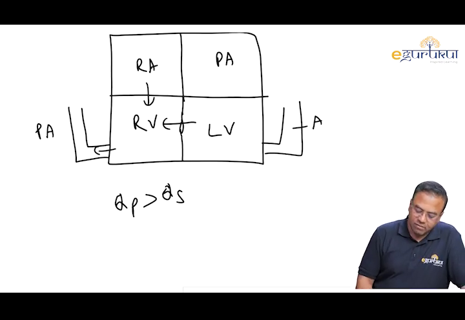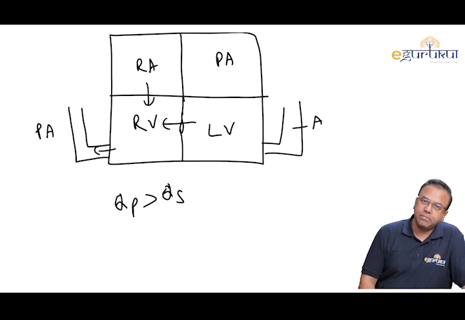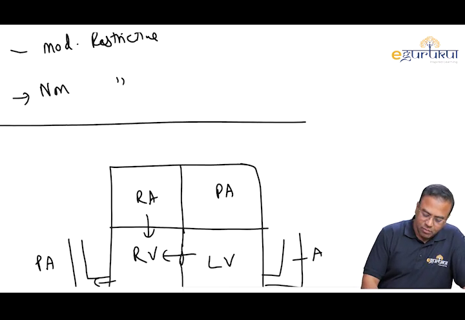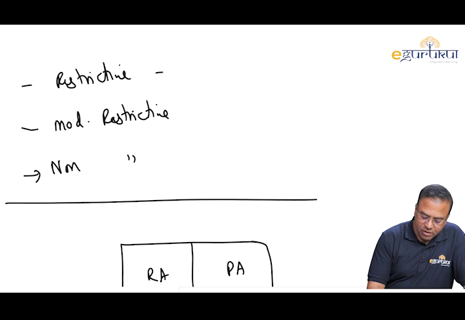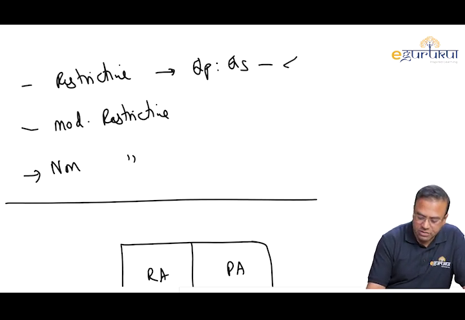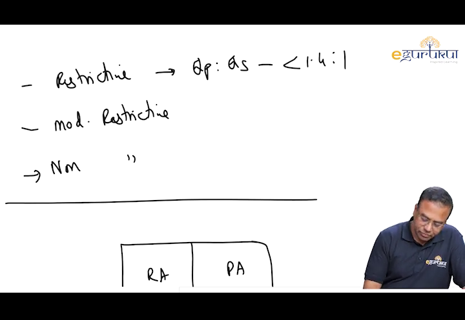Now, how do we classify whether it's a restrictive VSD, meaning a small VSD, and a non-restrictive VSD, meaning the gap is large, allowing a huge amount of blood to shunt across? The way we classify it is that we compare the amount of blood passing through the lung to the amount of blood passing through the systemic circuit, that is the aorta. If the ratio is less than 1.4:1, that is a restrictive VSD.